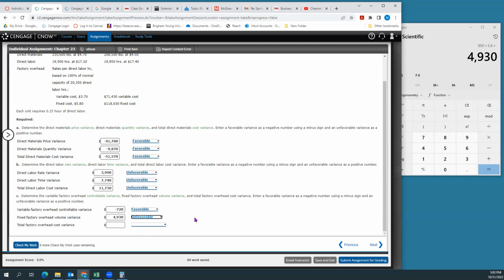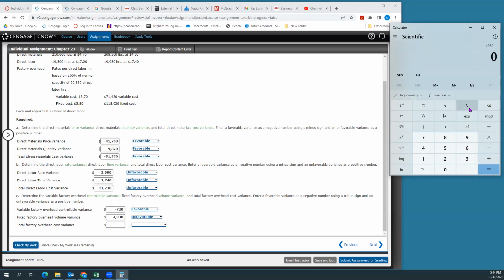Okay. So that's the crazy thing with fixed costs, right? You pay them no matter what. So if you don't use up all the productive time you can, then it's actually costing you more per hour. So my total factory overhead cost variance then is the sum of these two.